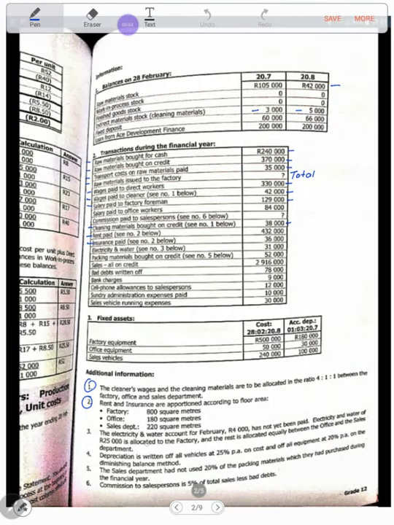So the adjustment says the electricity and water account for February, 4,000, has not yet been paid. Electricity and water, 25,000 Rand is allocated to the factory and the rest is allocated equally between the office and the sales department. Alright, so let's go and have a look at the electricity and water. They're saying note 3, the electricity amounts to 31,000. They're telling us that we have not paid 4,000. So I'm going to add the 4,000.